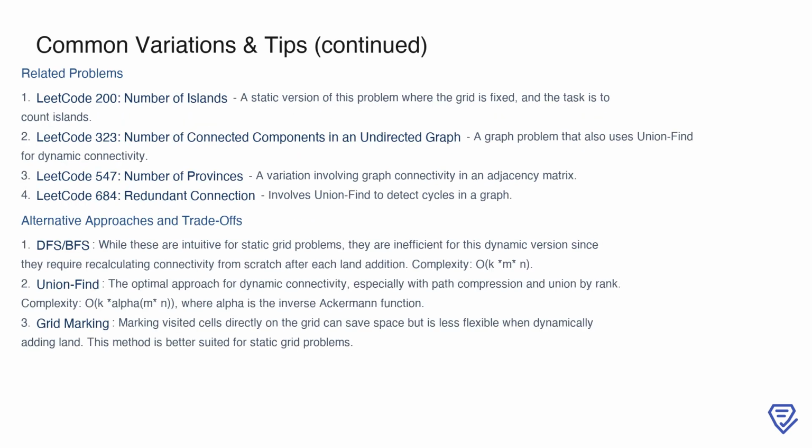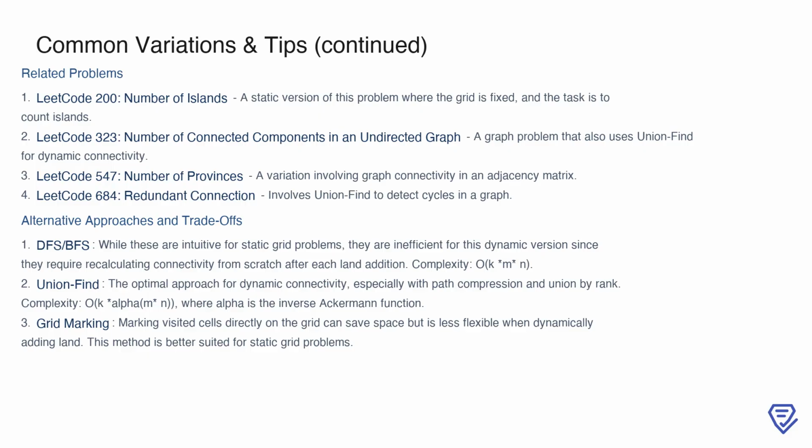To deepen your understanding, it's helpful to explore related problems. For instance, LeetCode 200, number of islands, is a static version of this problem where the grid is fixed, and the goal is to count islands. Another example is LeetCode 323, number of connected components in an undirected graph, which also leverages union find for dynamic connectivity, but in a graph context. Similarly, LeetCode 547, number of provinces, applies union find to graph connectivity within an adjacency matrix. Lastly, LeetCode 684, redundant connection, uses union find to detect cycles in a graph.